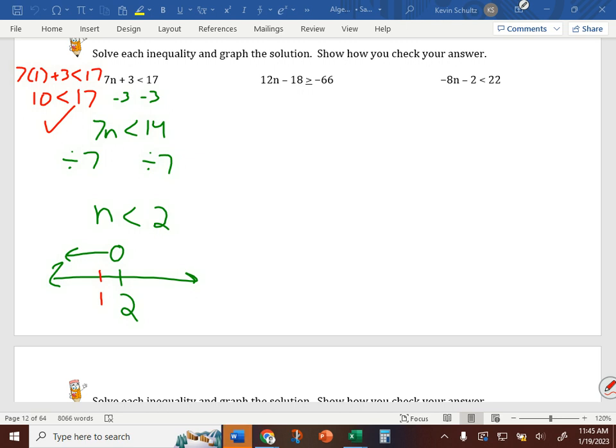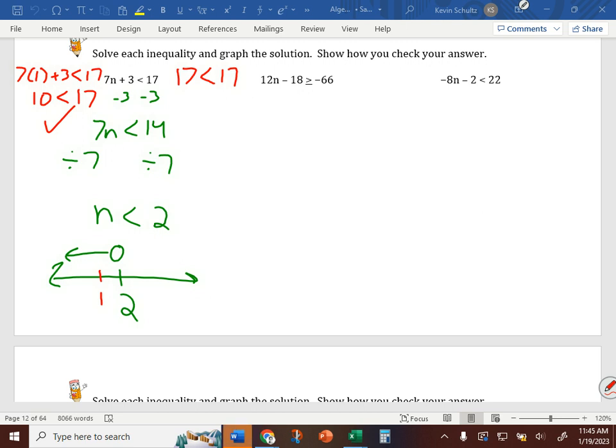If we had plugged in 2, 7 times 2 is 14, plus 3 is 17, we would have gotten 17 is less than 17. Is that true? No. So we would know that 2 doesn't work, and therefore should not be included in our solution.